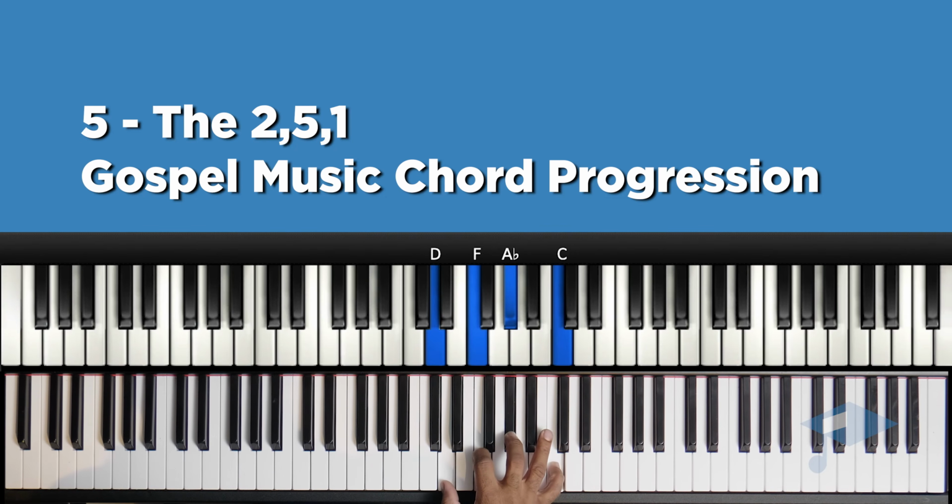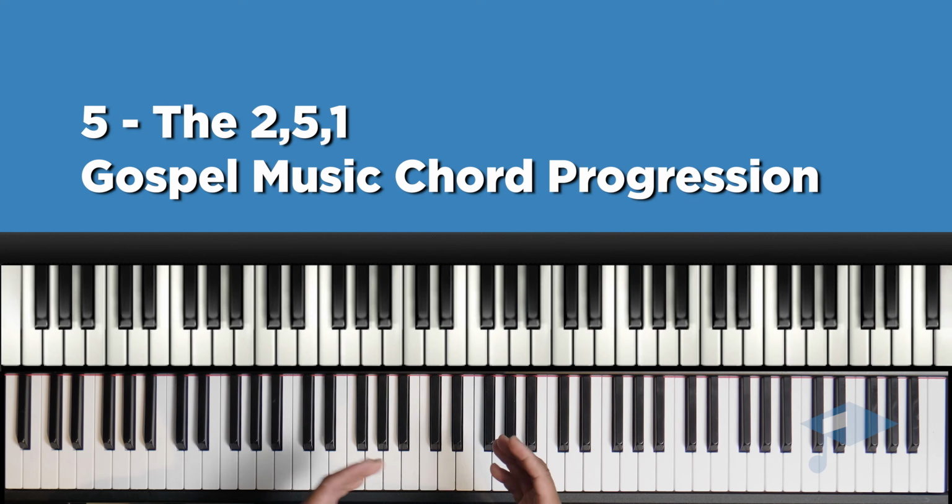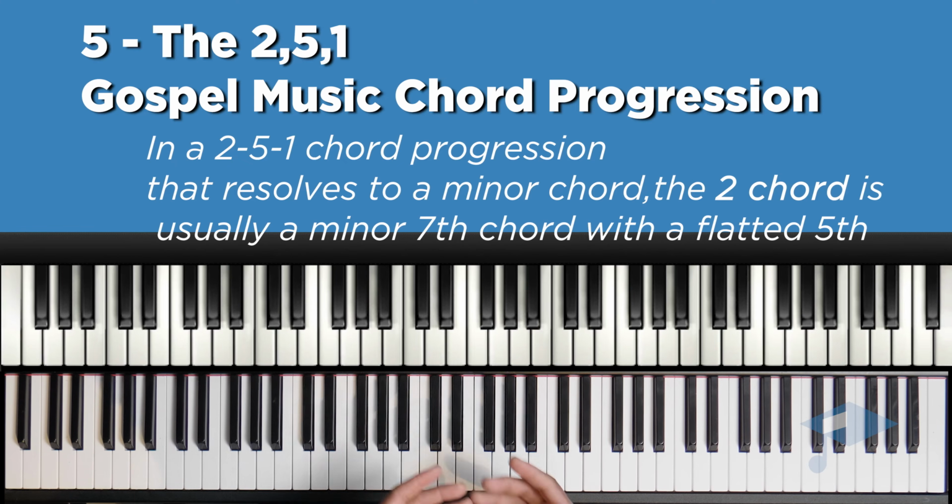So we have this chord now. We have a D minor 7th chord with a flatted 5. So this is the 2 chord that we're going to play. Anytime we play 2-5-1 chords in gospel music, it's typically going to be based on that. That is your basis of chords. It doesn't have to always be that, but most of the time with a minor chord progression, the 2 chord is going to be a minor 7th chord with a flatted 5.